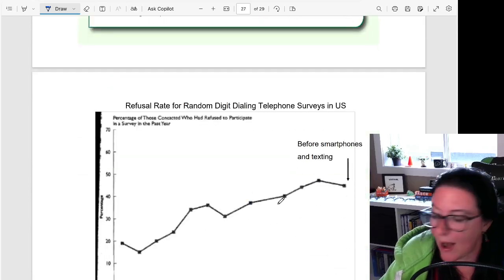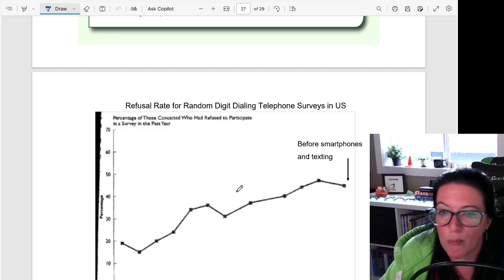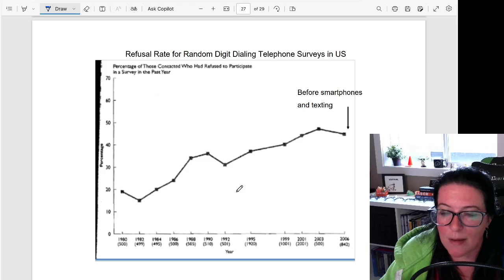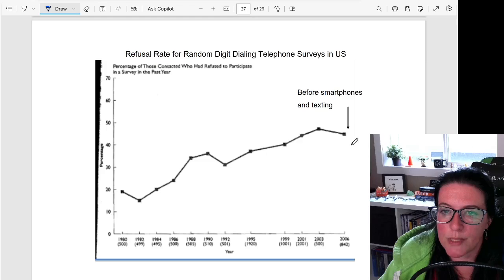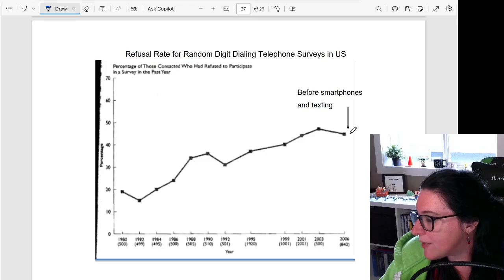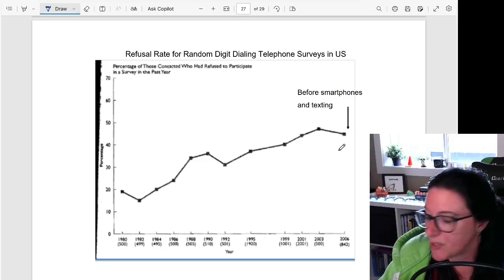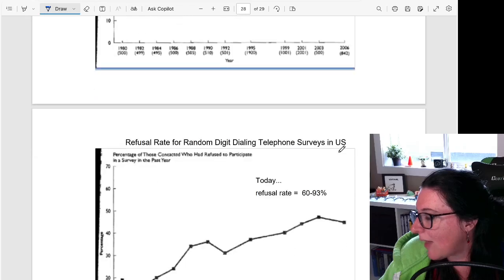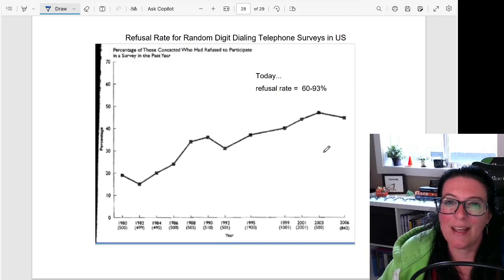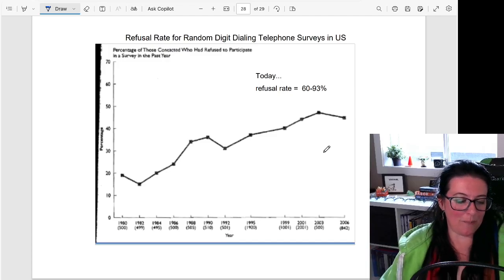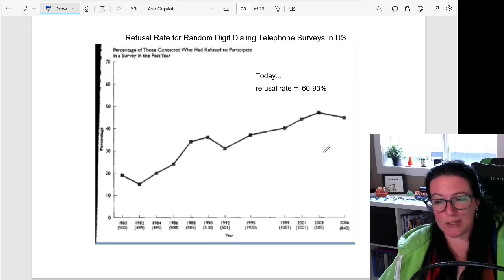Here, this is an interesting graph. It shows you the refusal rate. We random digit dial, so we just randomly generate phone numbers and dial them. The response rate before smartphones and before texting was already sitting at close to 50%. And today that refusal rate can be as high as 93% in a world where people don't answer their phones and only do texts.